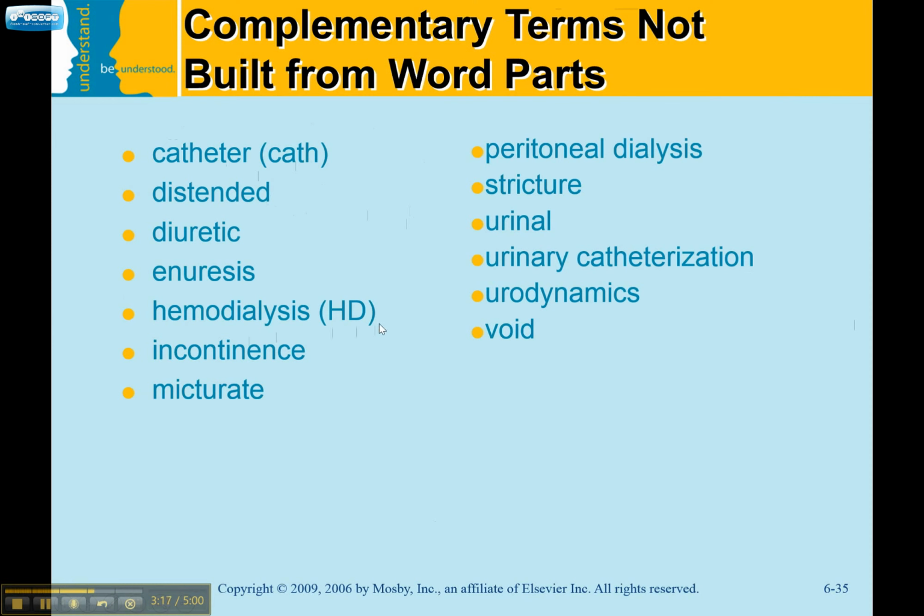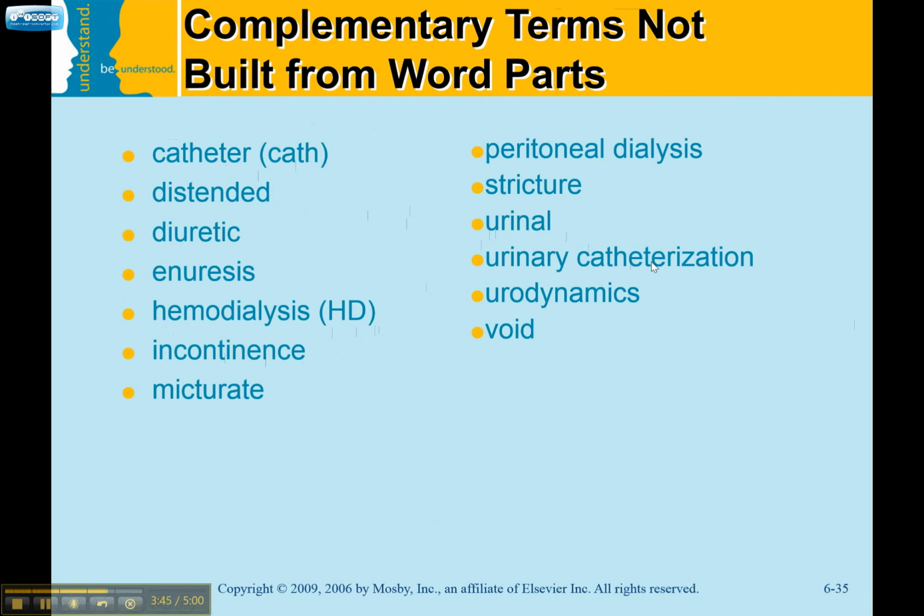Hemodialysis, that's going to be a term that is going to be familiar to you because it's going to be our discussion topic for this chapter. We're going to talk about hemodialysis. Incontinence is when a person can't control their bladder. And it can happen for a variety of reasons. It can be anything from a side effect of a medication that they're taking to something that's physically wrong with the bladder itself.